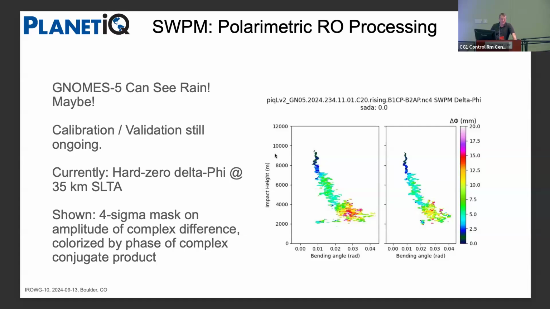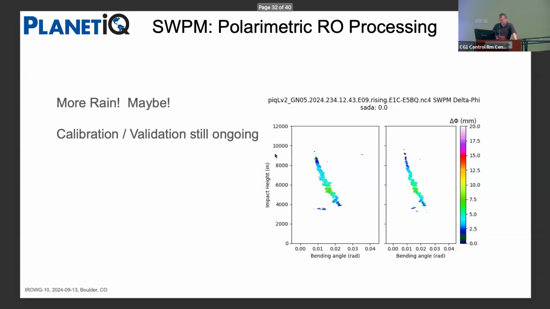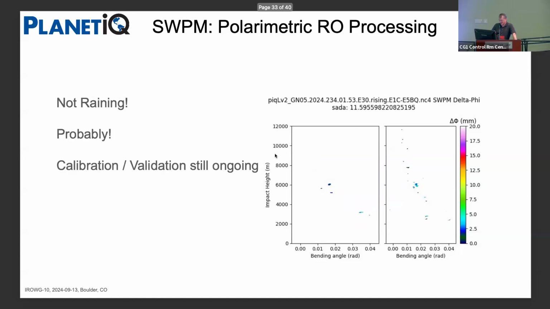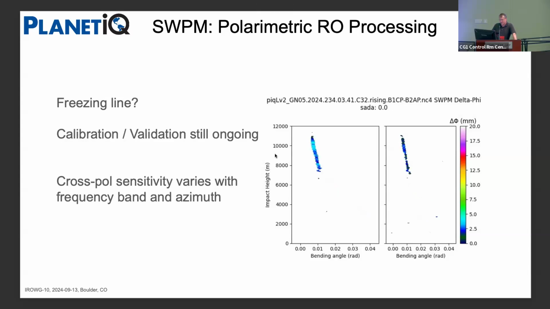The one thing I don't have to show, unfortunately, is concurrences against radar. But this is the kind of signals that we were expecting to find for heavy precip, maybe more heavy precip, probably not any heavy precipitation, and maybe freezing line indications.